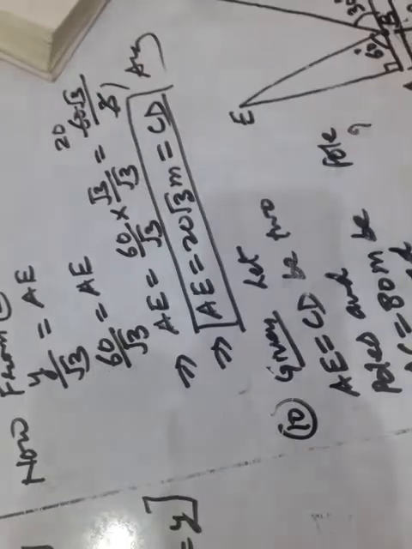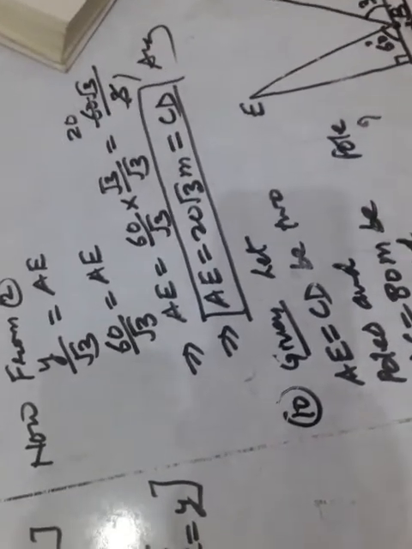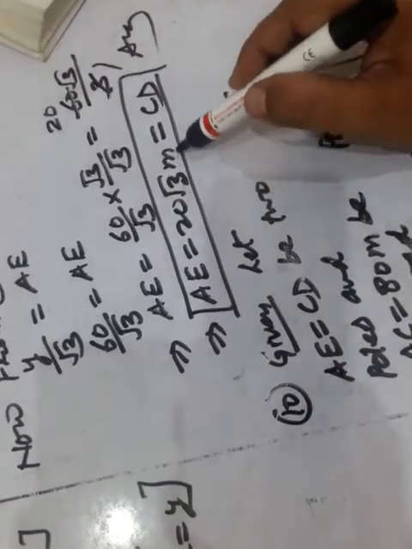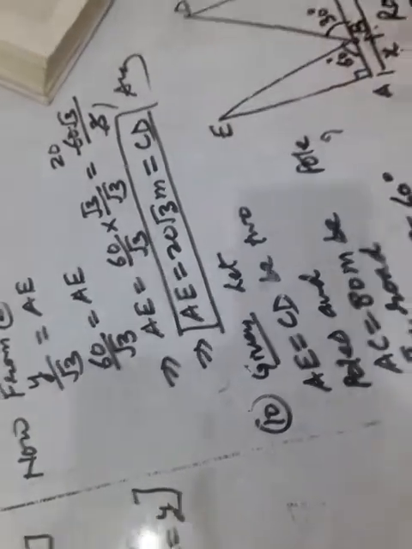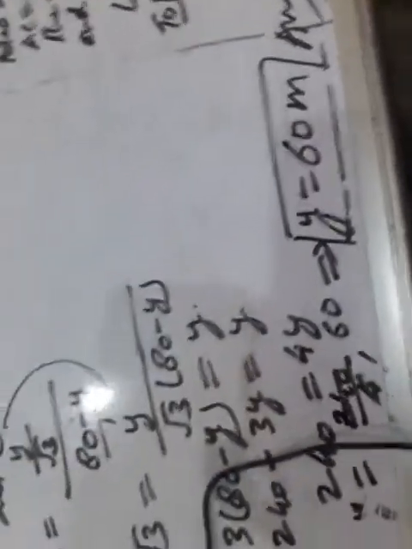Okay children, so how will you write down your answer? The height of both the poles is 20 root 3 meter, equal to CD only, because both the poles are of equal height. And AB, that is x equal to 20 meter, is one answer, and y equal to 60 meter is another answer. Okay children, this was a very good question, clear, and this question number 10 is over.